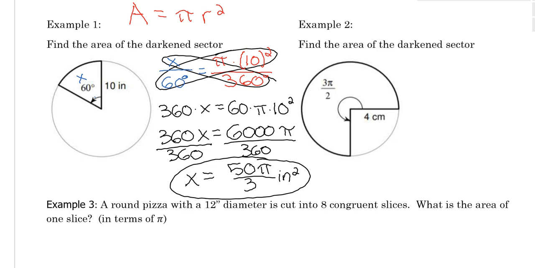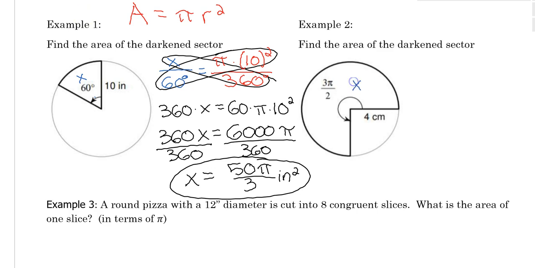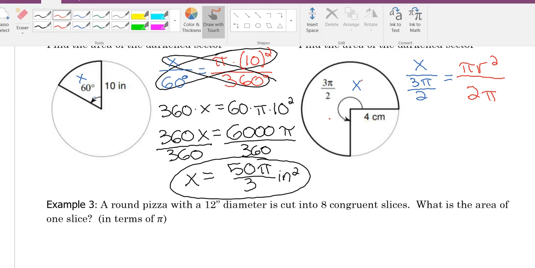All right, looking at example 2, find the area of the darkened sector. Okay, so again, starting with my x, what am I finding? I'm finding the space inside there. So I'm going to have x over the angle, which is 3 pi over 2, equals, again, the area of this divided by the angle of this equals the area of the whole circle divided by the angle of the whole circle. Since it's in radians, I want to use 2 pi, right? One full circle is 2 pi radians.